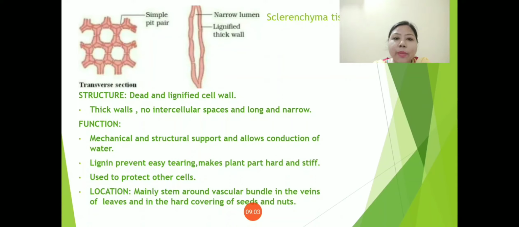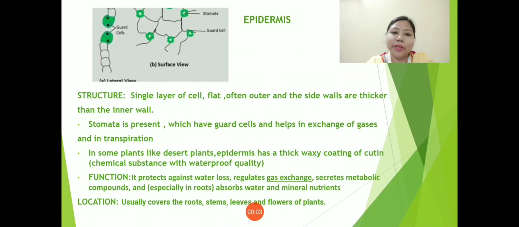Sclerenchyma tissues are found mainly in the stems around the vascular bundle, in the veins of leaves, and in the hard covering of the seeds and nuts. Epidermis is a single layer of cells and it is usually flat. Often the outer and the side walls are thicker than the inner walls.